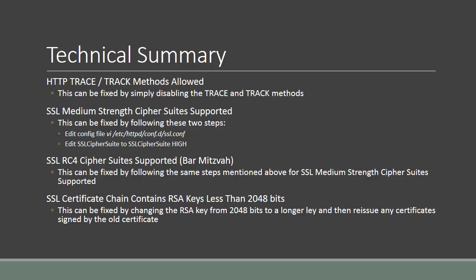Alright, for HTTP, TRACE and TRACK methods allowed. This can be fixed by simply disabling the TRACE and TRACK methods. SSL medium strength cipher suites supported. This can be fixed by editing the config file and then changing SSL cipher suite to SSL cipher suite high. SSL RC4 cipher suites supported. This can be fixed by following the same steps mentioned above. SSL certificate chain contains RSA keys less than 2048 bits, and this can be fixed by changing the RSA key from 2048 bits to a longer key, and then reissuing any certificate signed by the old certificate.